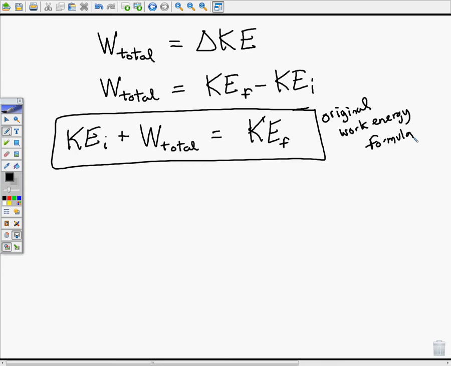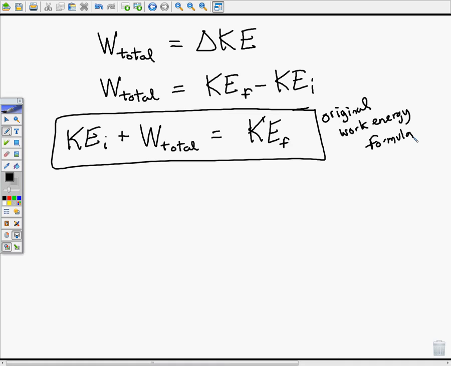And what we're going to build is the new and improved work energy formula. Now some traditionalists would say, we don't need an improved work energy theorem. This here covers it all. Just calculate the total amount of work, add it to the initial kinetic energy. That'll tell you the final kinetic energy. However, there is an easier way.